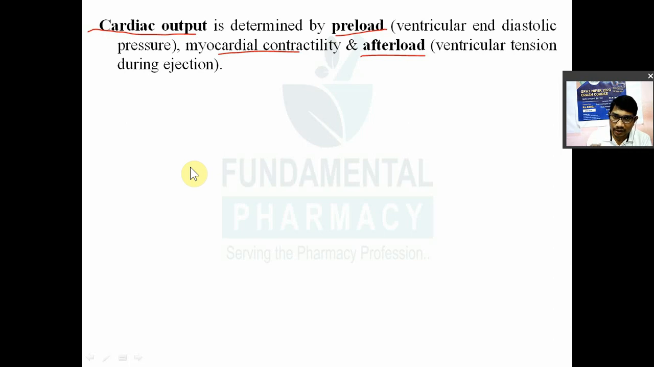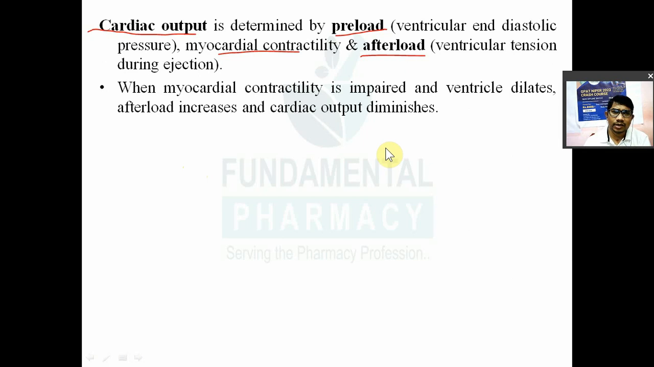That's why, when myocardial contractility is decreased, the ventricle will dilate because of the preload, and because of the dilation of the ventricle there is a decreased cardiac output, and in heart failure the same thing happens. So what is heart failure? Decreased cardiac output. When myocardial contractility is decreased, the ventricle will dilate and afterload will increase, and that will result in decreased cardiac output.